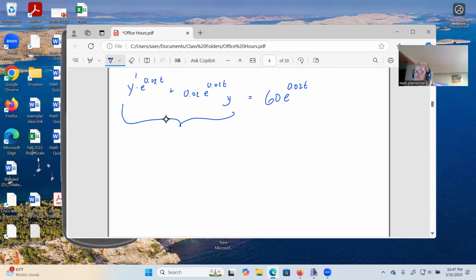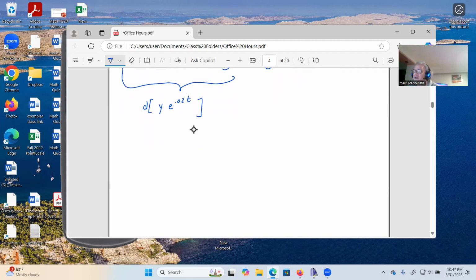What adding this integrating factor should do for me is this: if I took the derivative of y times e to the 0.02t, what would this derivative be? You could farm this out to your friends taking Calculus 1 and say this is a product rule.